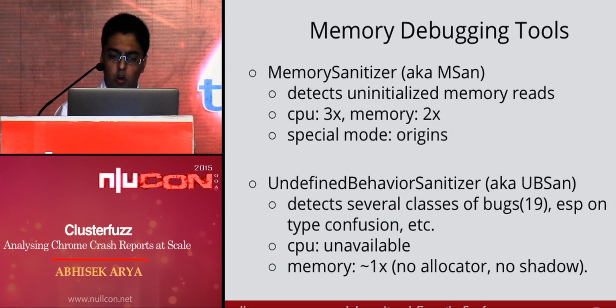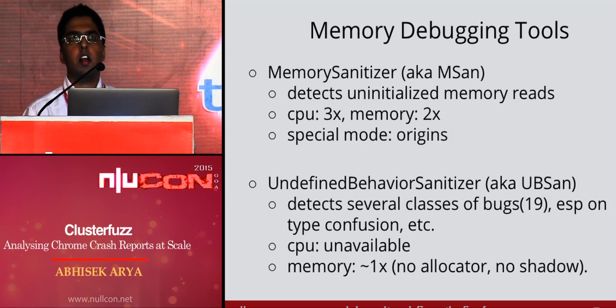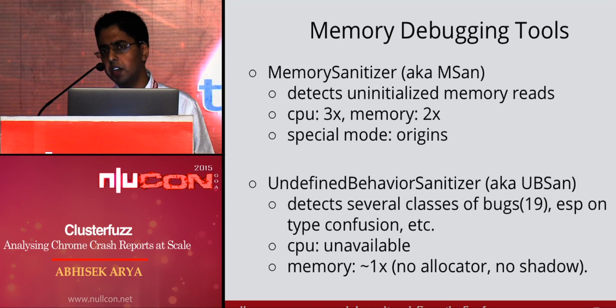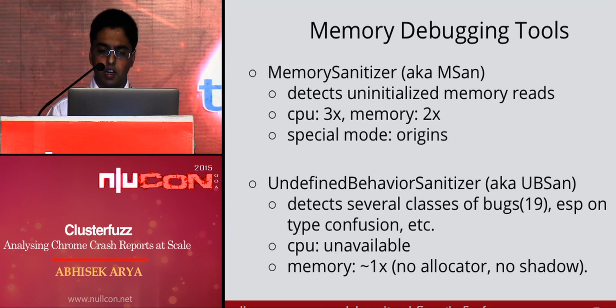The last tool I'm going to talk about is the UndefinedBehaviorSanitizer. This is a work in progress integration that is going on. It claims to find several classes of bugs, like 19, but only a few are security relevant. One of the really awesome classes of bugs that it finds is bad casts. We have completely integrated the vptr functionality of this tool, and it has almost negligible CPU and memory overhead.